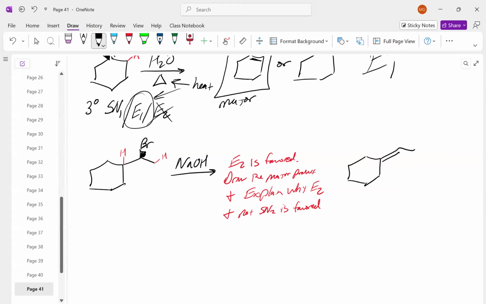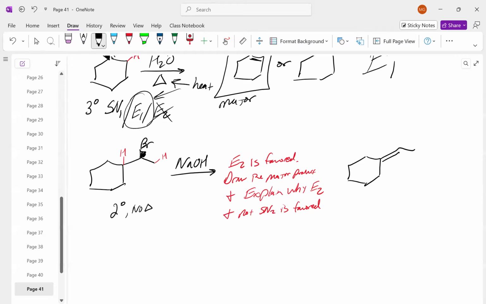Now, why is it that E2 is favored and SN2 is not favored? Because if we just look at this, it's like, well, that's a secondary leaving group and there's no heat. So like, why didn't SN2 occur? Well, let's think about what SN2 requires. Okay, SN2 requires the less sterics there are, the faster the reaction is going to go.